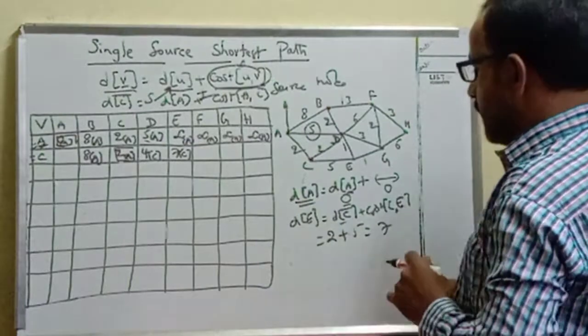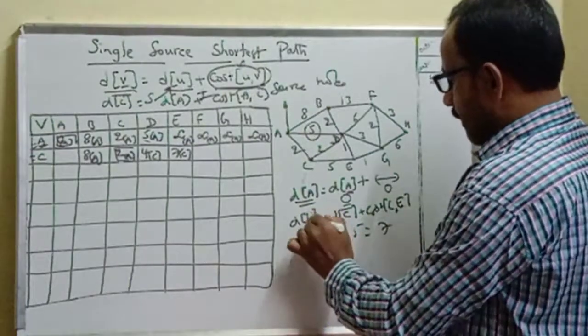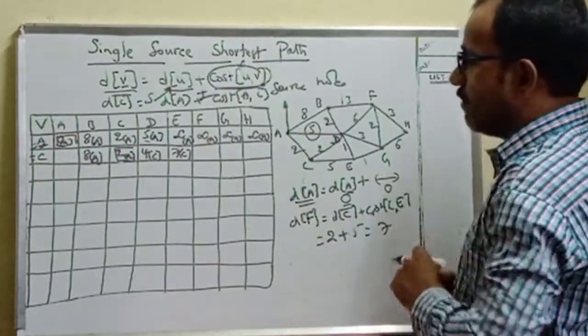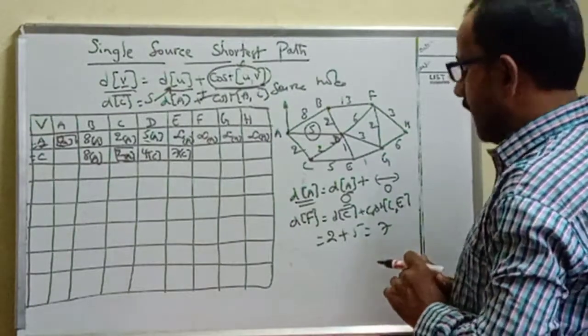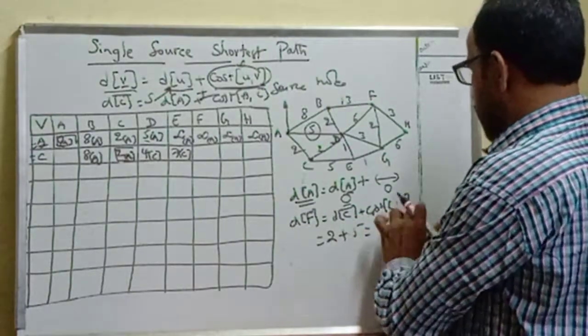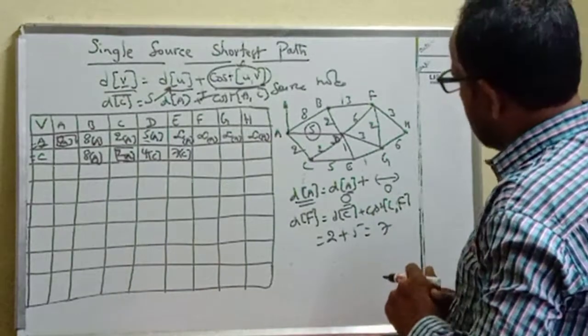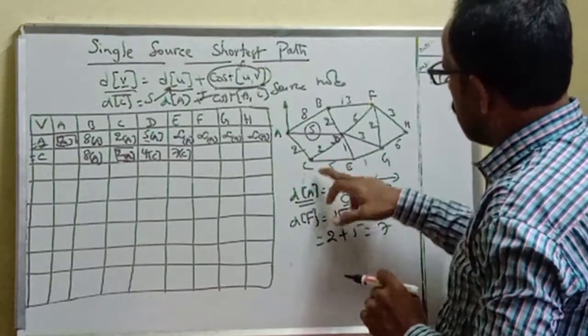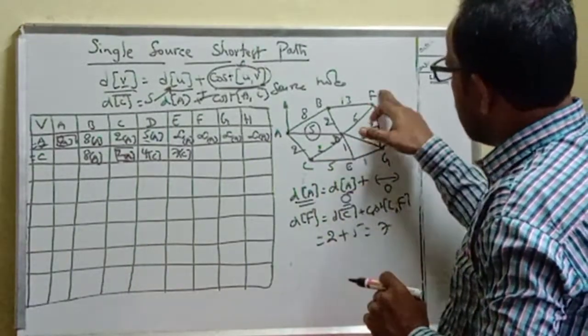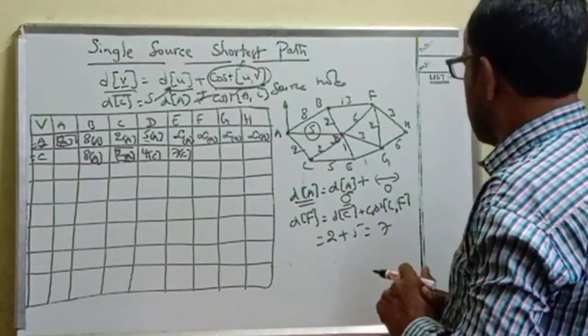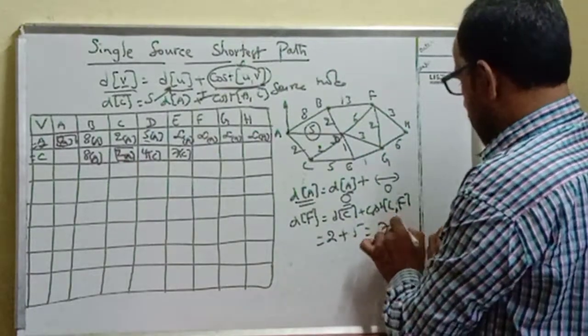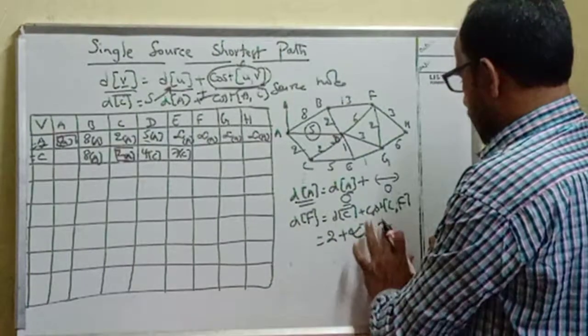Then what is the distance of F? Same: distance of F equals distance of C plus cost of C comma F, because we are calculating only via C. Is there any direct edge between C comma F? No, there is no direct edge, because we can reach F only via D; otherwise there are so many alternates. So there is no direct edge. Then replace it with infinite, and we get infinite as the value.